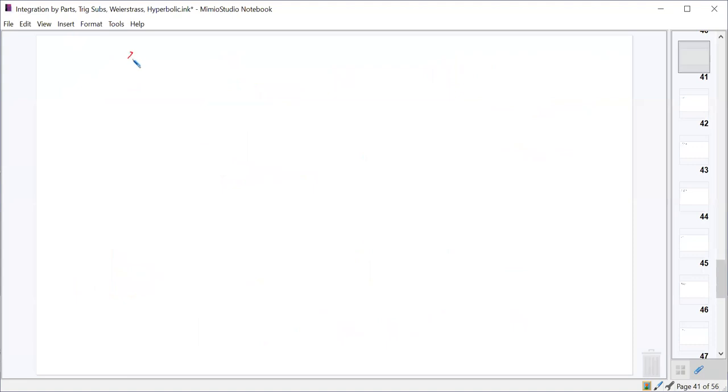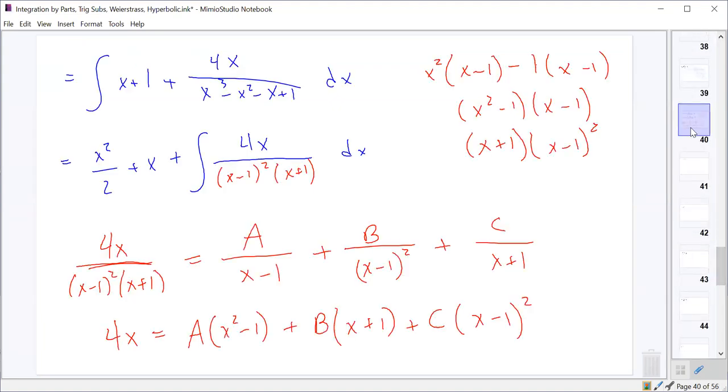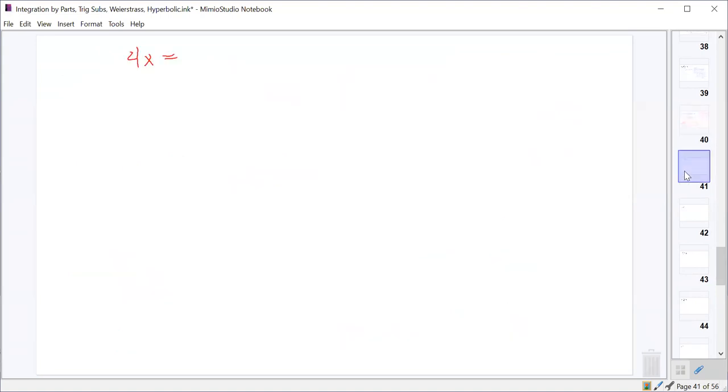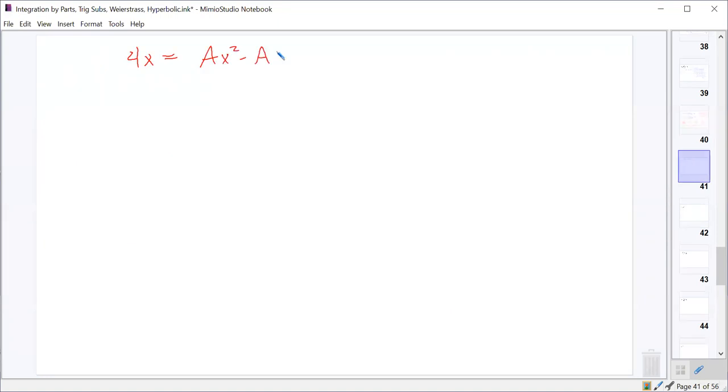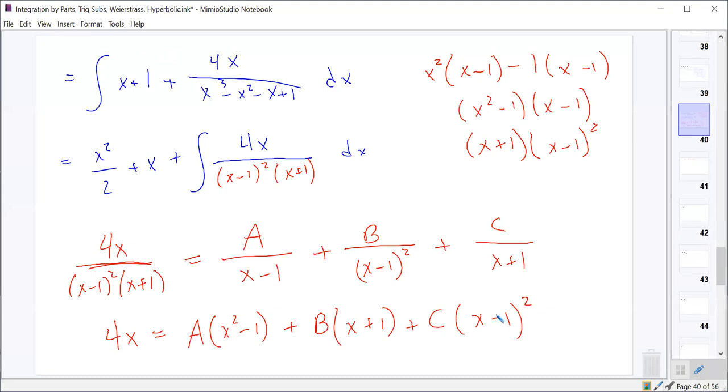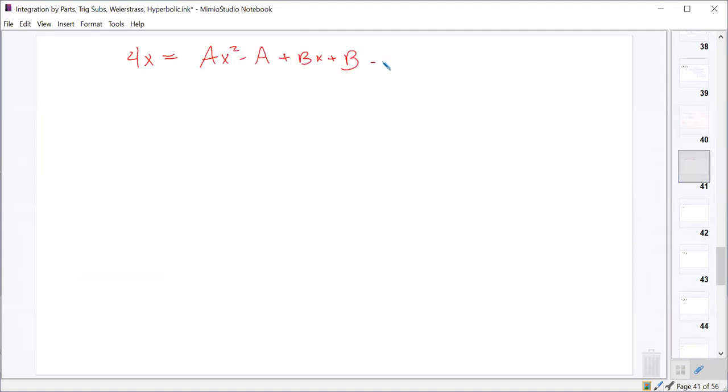So we now have 4x equals, and what did we multiply that one by? First one was a times x squared minus 1, so ax squared minus a. And the second one was bx plus b. And the third one is c times this. So we'll have to distribute the x minus 1 squared out first. So that'd be cx squared minus 2cx plus c. Everybody agree with that? Yes.